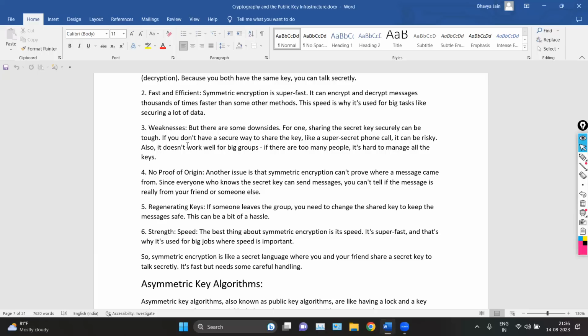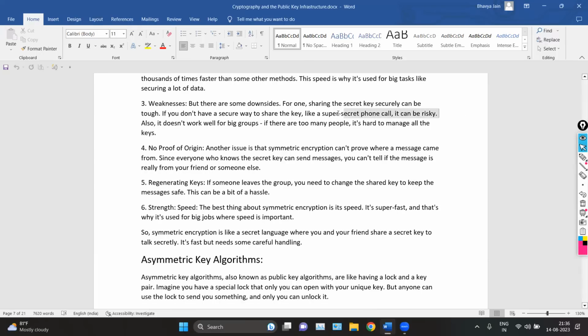So for that, you need another secure channel. Like you can use VPN or any other channel. That is a disadvantage of using symmetric encryption, because the transmission is the problem. Let's say there's a hacker sitting in the middle who is waiting for that key exchange, and he or she can fetch or just steal your key. So this is another weakness. It can be risky.